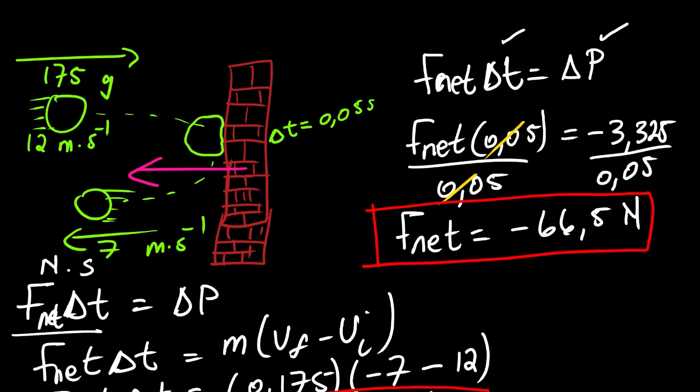Now, just to explain Newton's third law, another question might appear: what is the magnitude and direction of the force exerted by the ball on the wall? Action-reaction simply means that the ball exerts a force of 66.5 Newton in this direction, and in reaction the wall applies an oppositely directed force of equal magnitude on the ball.